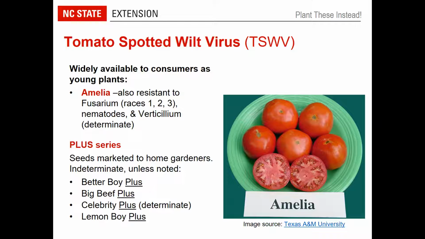So it's always good to include at least one variety of tomato that's resistant to tomato spotted wilt virus. The challenge is finding them. There's really only one that's pretty widely available. That's because one of the big commercial growers that supplies the big box stores grows it, and that's Amelia.